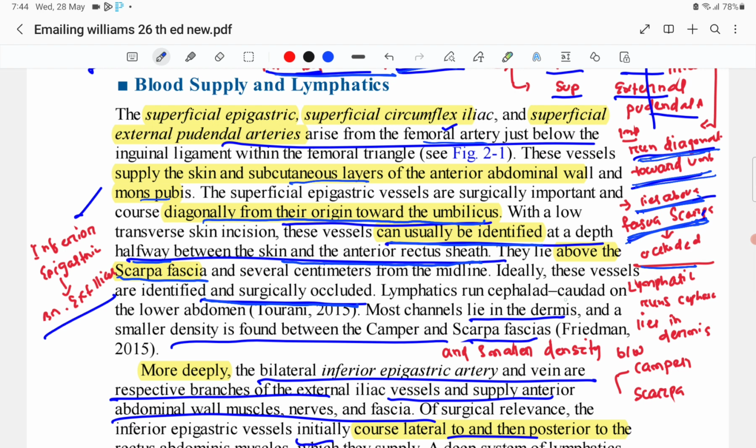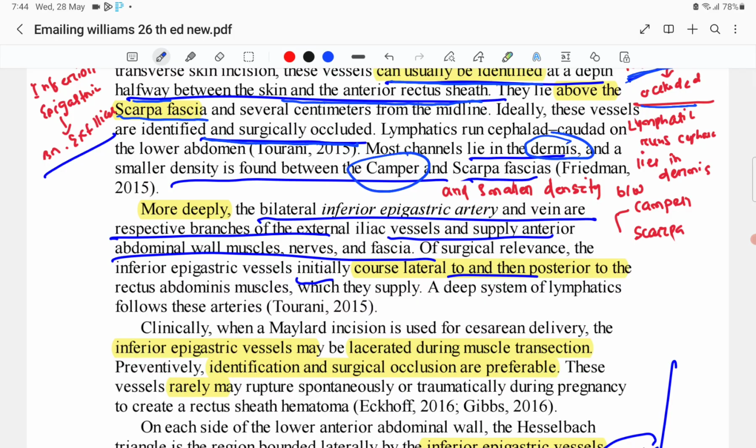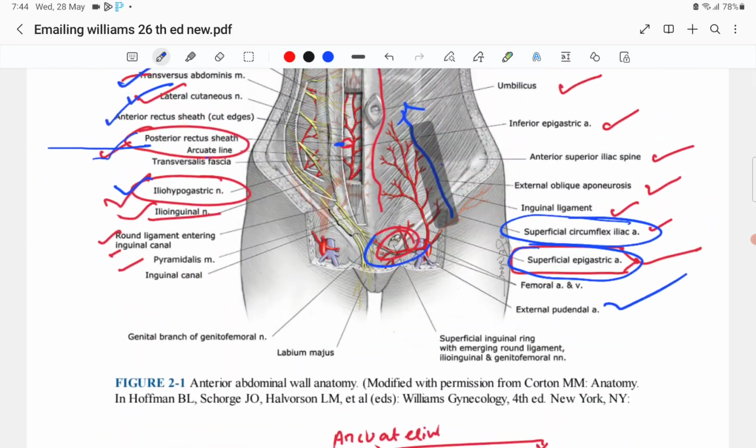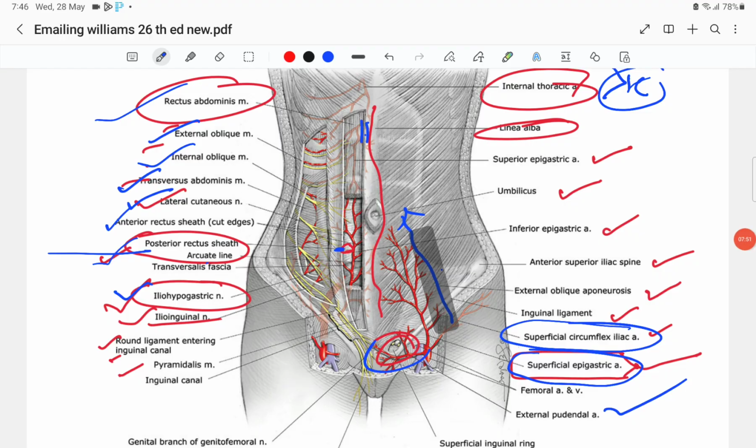The lymphatics usually run cephalad and caudal on the lower abdomen. Most of the channels are in the dermis, and a smaller density is found between the two layers of the abdominal fascia, that is Camper and Scarpa fascia. More deeply you will find the inferior epigastric artery. Next you can see there is the superficial epigastric. There is a superficial blood supply over the skin and subcutaneous layer, and the deep supply to the muscle. The very important artery is the inferior epigastric artery.